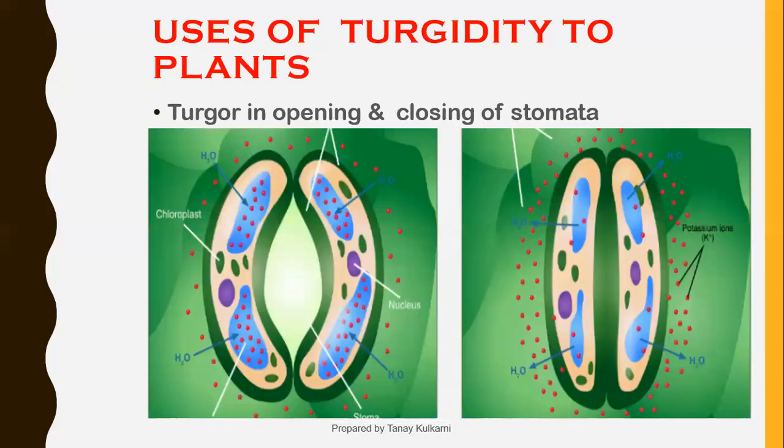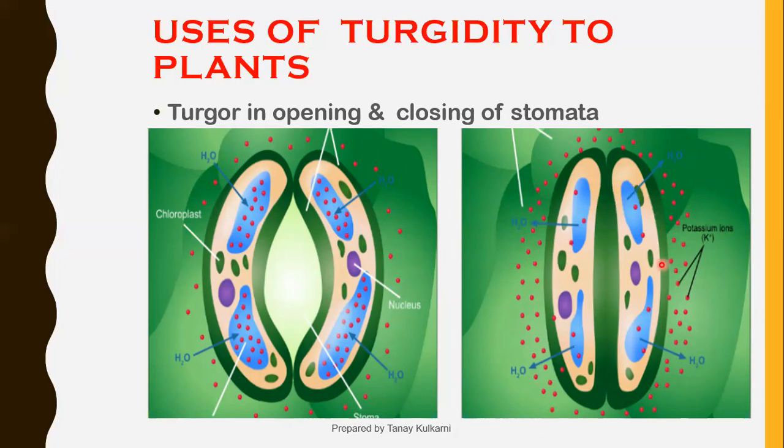The next use is that turgor pressure helps in the opening and closing of stomata. The opening and closing of the stomata depend on the turgidity of the guard cell. Here, the stomata is open because the guard cell is fully turgid, and here the stomata is closed because the guard cell has lost its turgidity and has become flaccid.